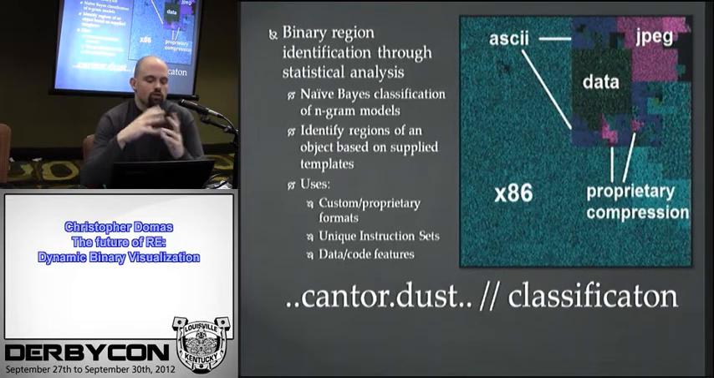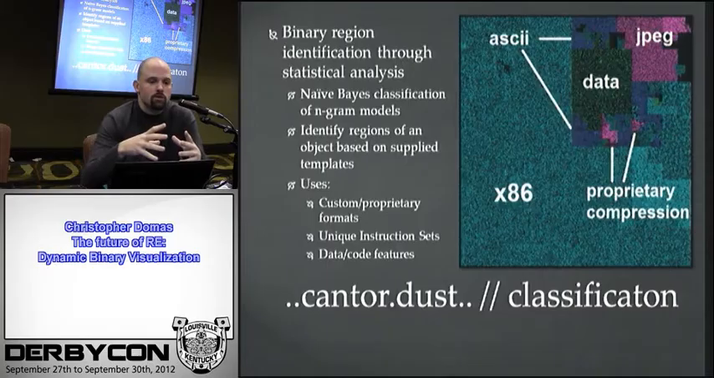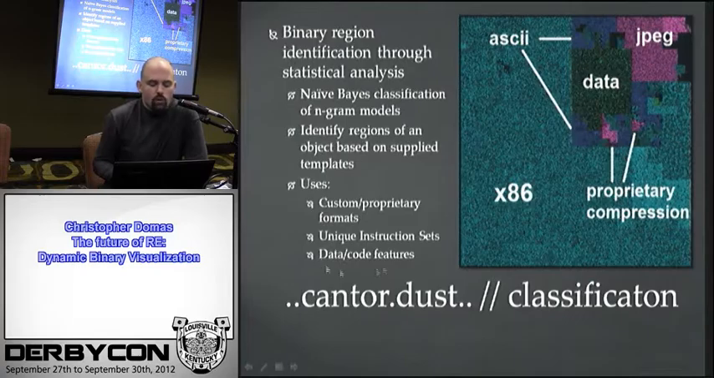As long as I can find a small snippet of instructions from this piece of malware or whatever I'm looking for, I can supply it as a template and then find that throughout the rest of the file based on the patterns present in that data. We're not quite here yet, but where I eventually want to get to with this is being able to identify data and code features.